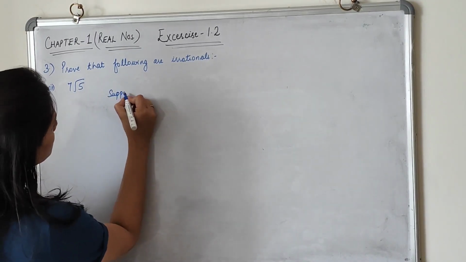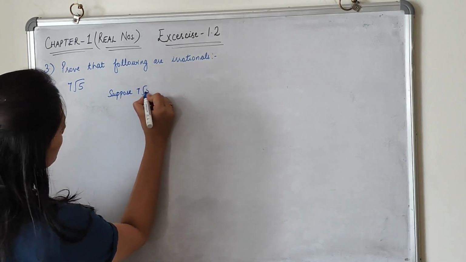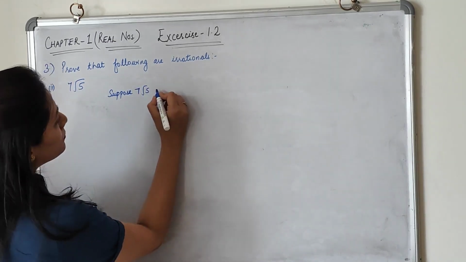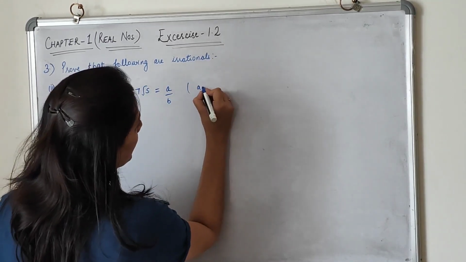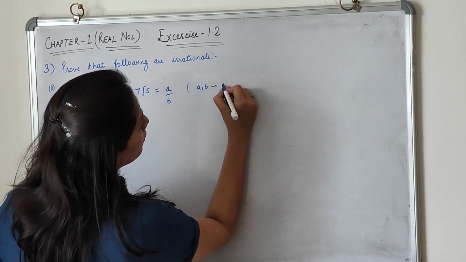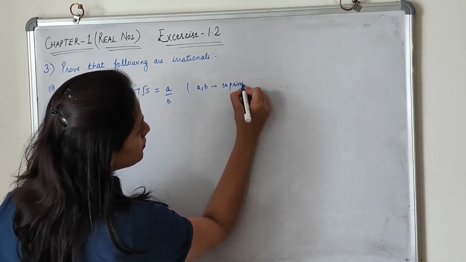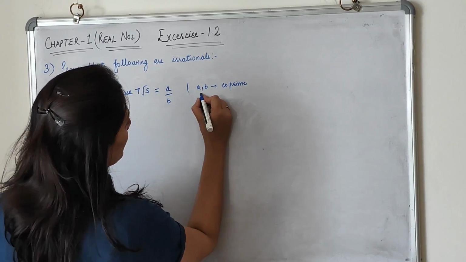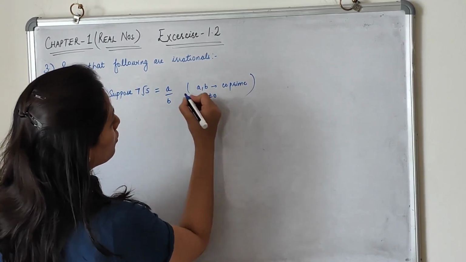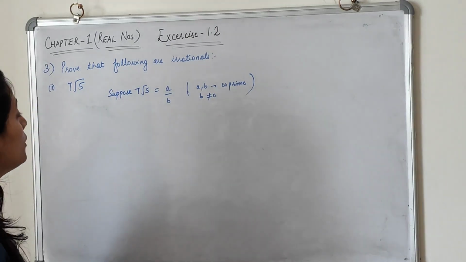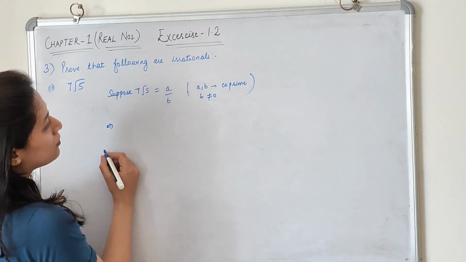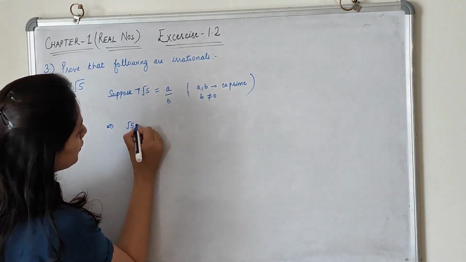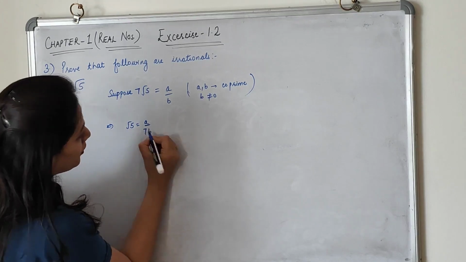Suppose 7 root 5 is a rational number. A and B are co-prime numbers and B is not equal to 0. Rearrange this value. What we get? Root 5 is equal to A by 7B.